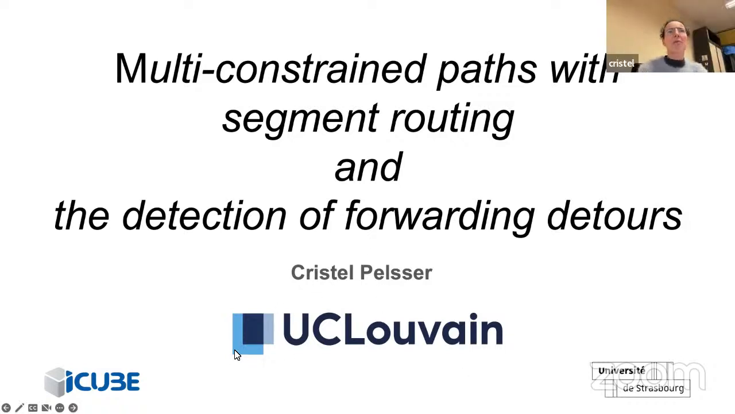Okay, so I've chosen to talk today about multi-constraint paths computation using segment routing. So how do you compute paths, and then how do you deploy them in segment routing? And the next part is about how you detect detours. So there is a computation part and then a measurement part to my talk. And both are related because when you compute constraint paths, in fact, you build detours in your network, and this may have an effect globally on the connectivity.